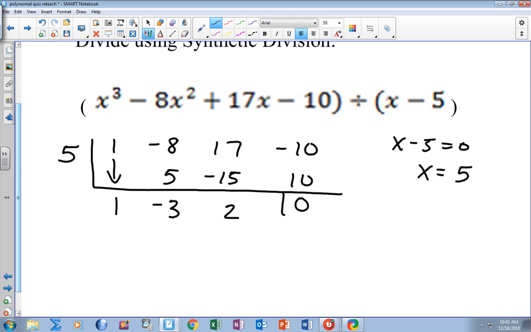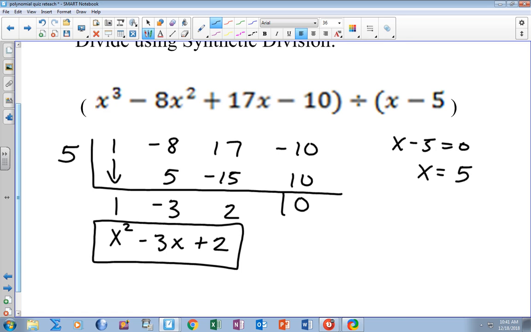So now I'm going to rewrite this into the equation. So I have 1x squared minus 3x plus 2. It just wanted us to divide, so we're just going to finish writing our answer. We have no remainder, so this is my final answer: x squared minus 3x plus 2.